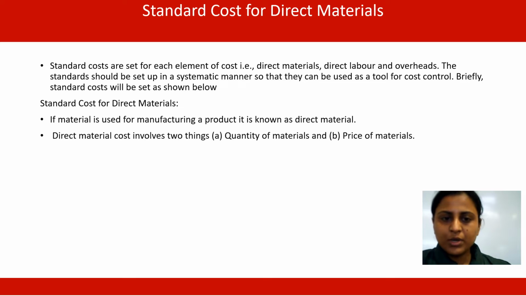Now the second component, that is setting the price for material. Setting the standard price for material is very difficult because the prices are regulated by external factors rather than company management. So before fixing the standard, factors like price of material, price quoted by suppliers, price of materials already contracted, provision for discounts and many other such things are considered.